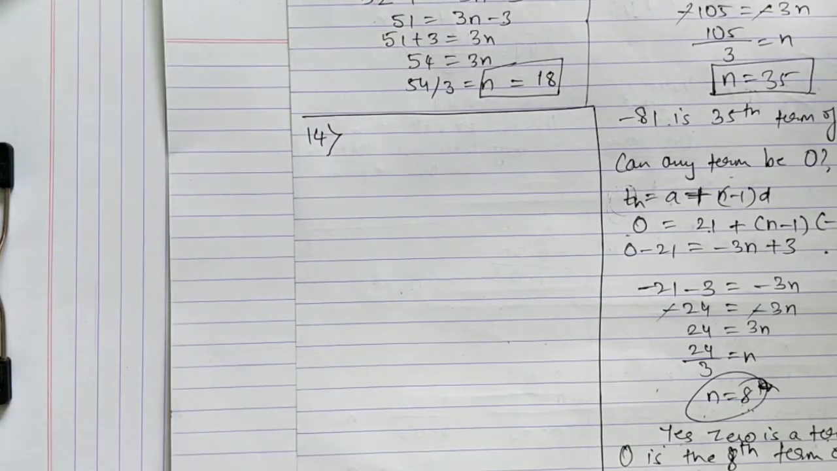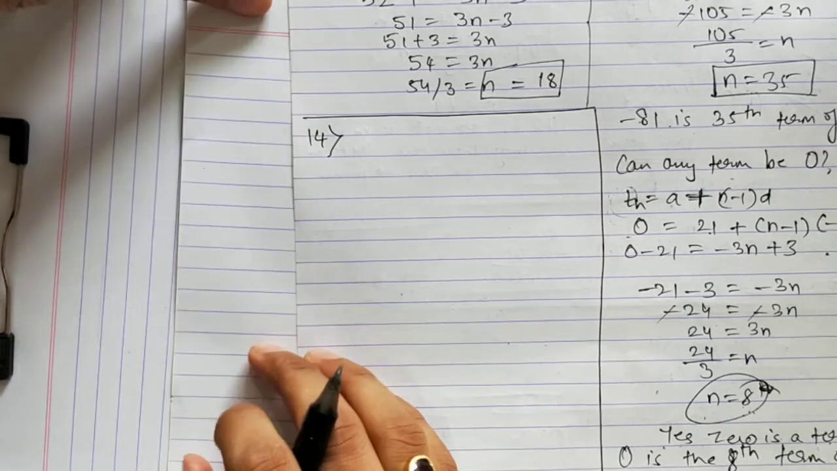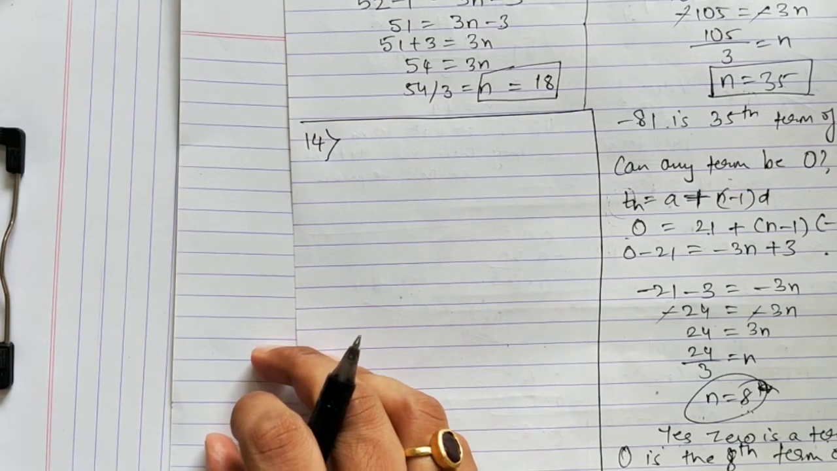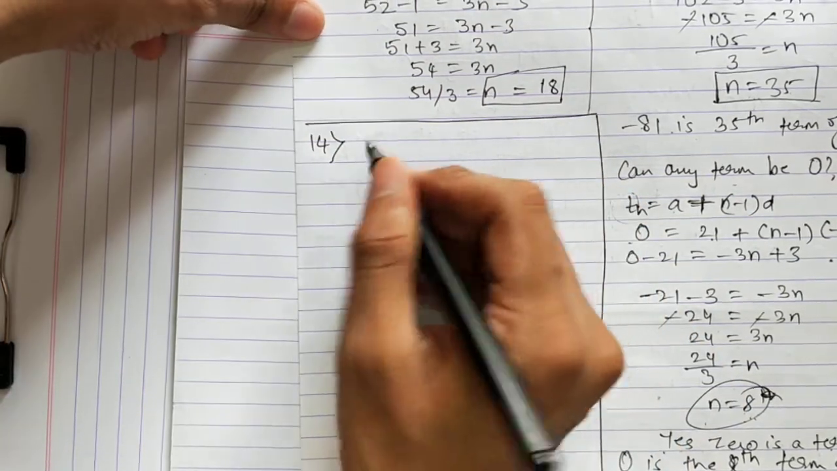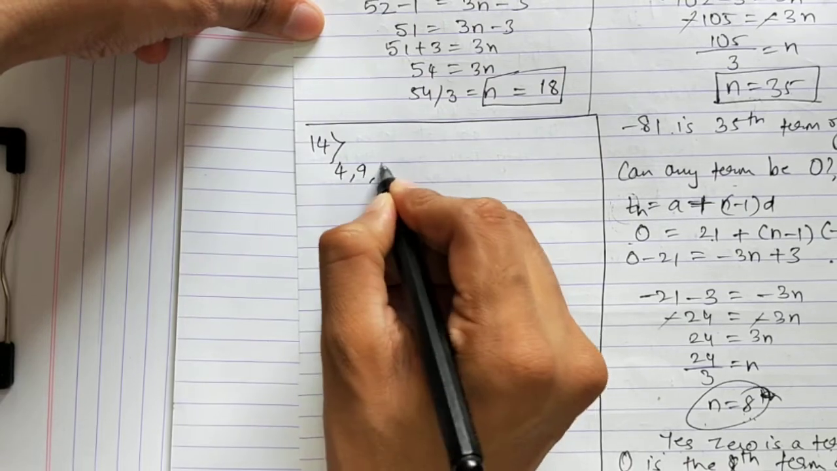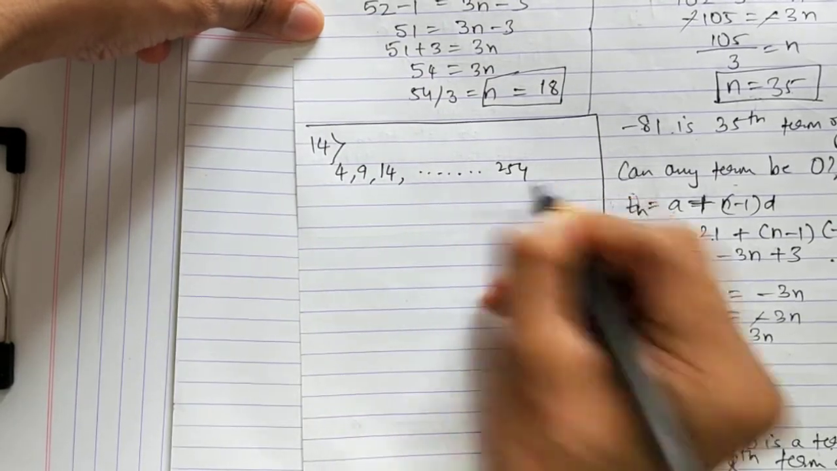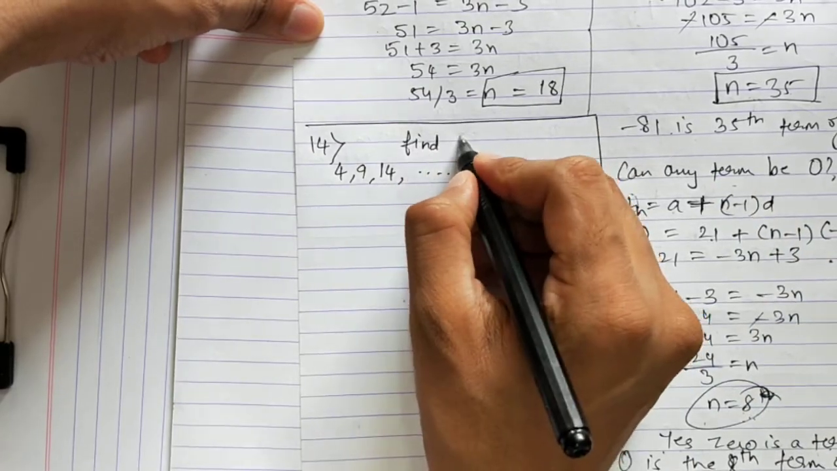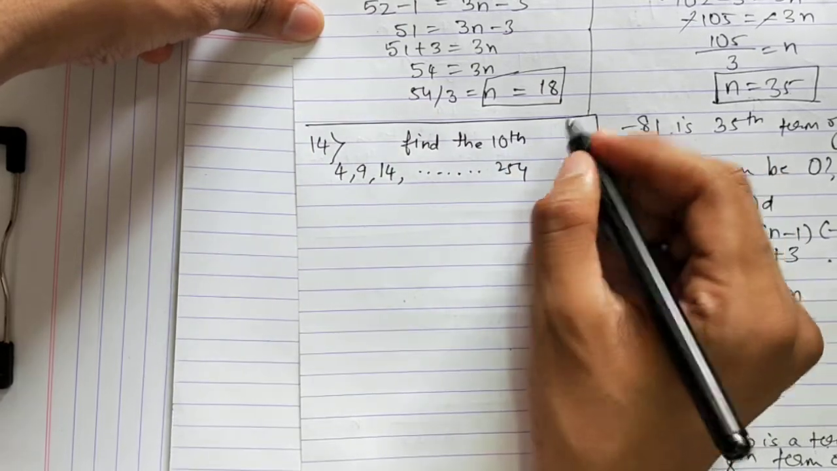I'm doing the 14th sum now, the last sum of this exercise. The 14th sum says that find the 10th term from the end of the AP. See the question carefully. The AP is this, and find the 10th term from end.